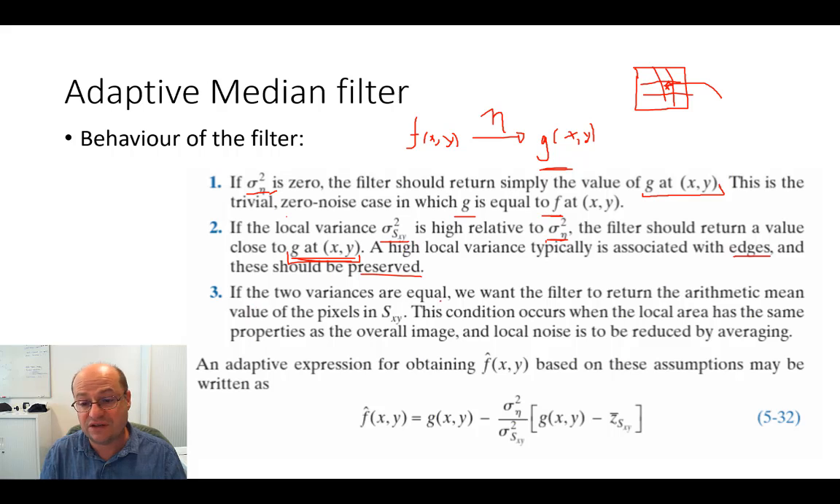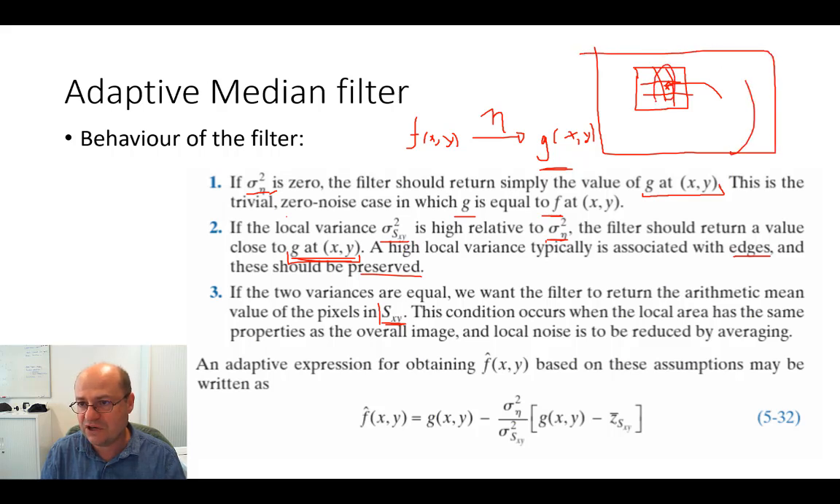If the two variances are equal or very close to each other, we want the filter to return the arithmetic mean value of the pixels in x and y in the neighborhood. This condition occurs when the local area has the same properties as the overall image, and local noise is to be reduced by averaging, right? So if the local area, the window, has similar statistics to the whole image, then you average it.